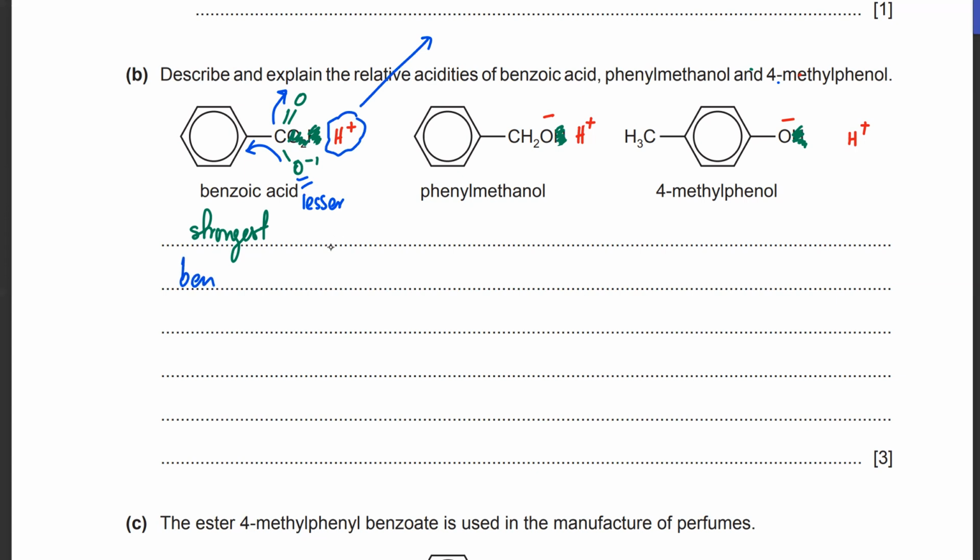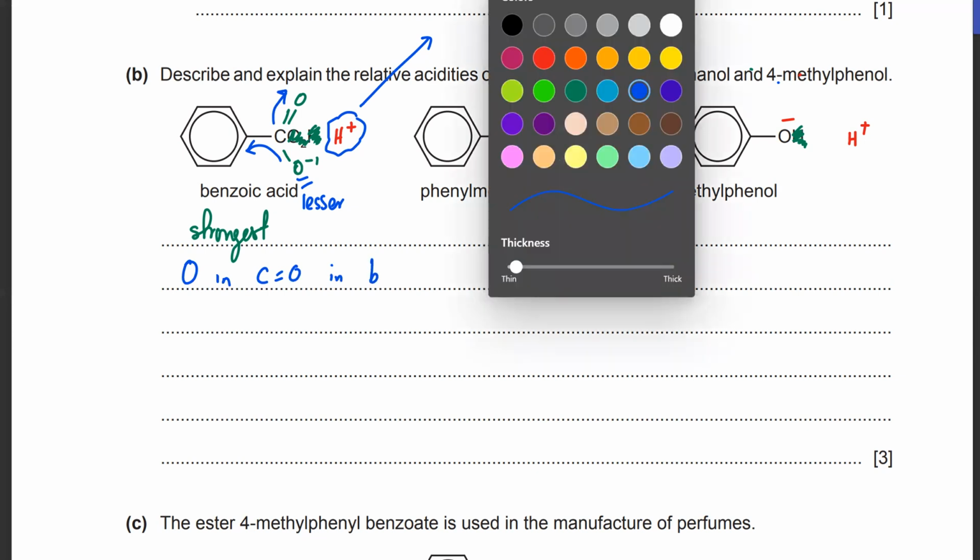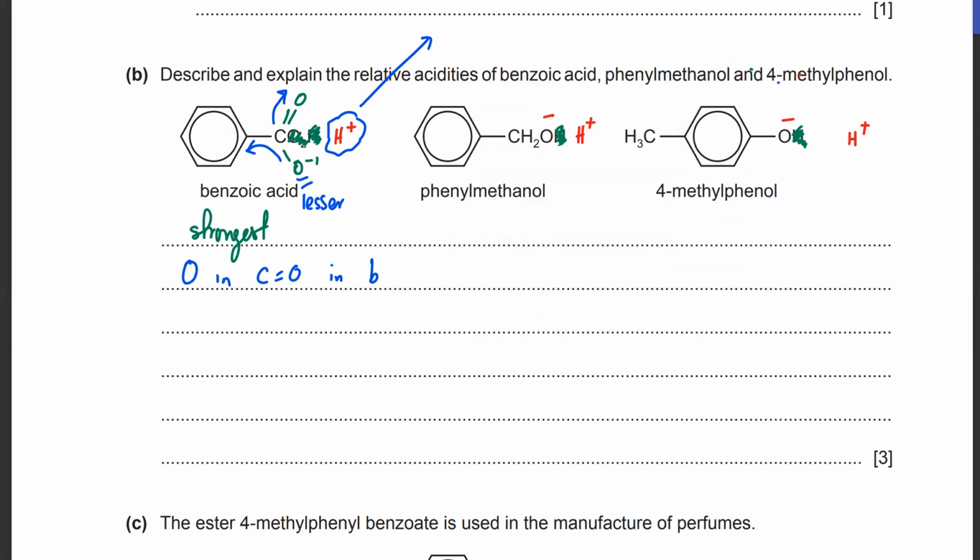So what you're going to write, or the way you're going to explain this, is that the oxygen in C double bond O, you can talk about C double bond O in benzoic acid, has an electron withdrawing effect.